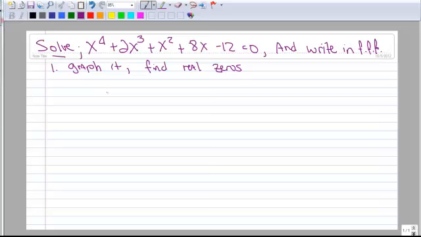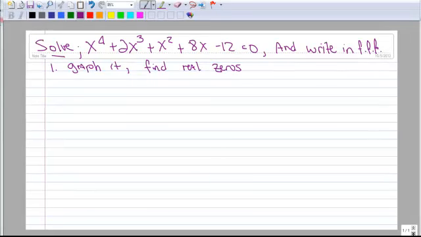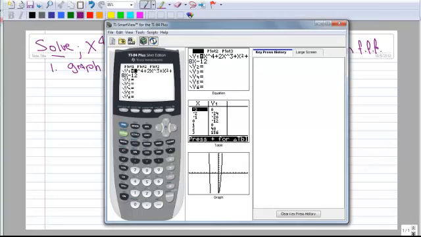Alright, so here's a polynomial, an x to the fourth degree polynomial. We want to solve this, so I have it equal to 0, and we want to end up then writing it in fully factored form. So our first step is going to be to graph it and find, if any, real zeros.